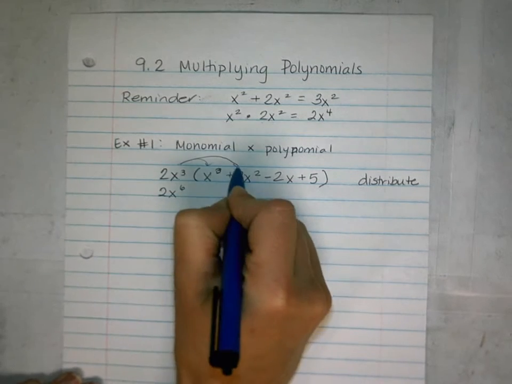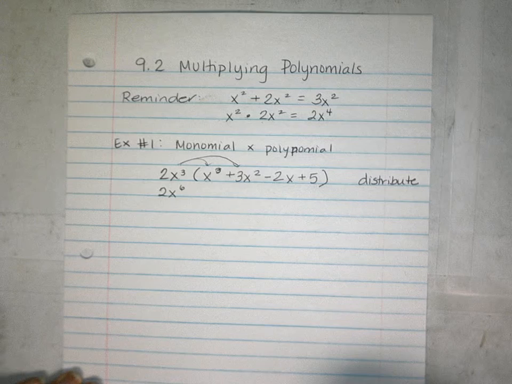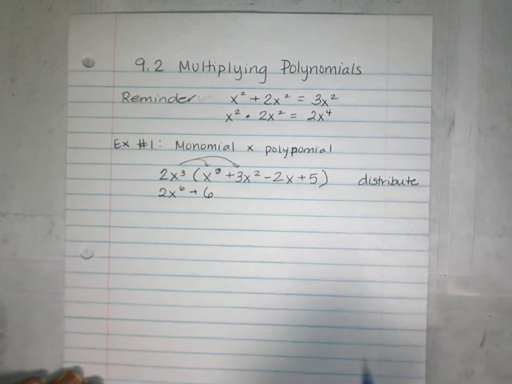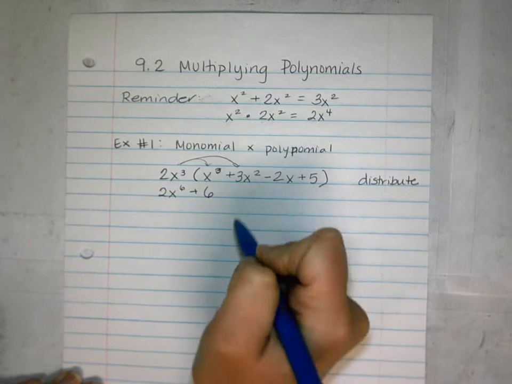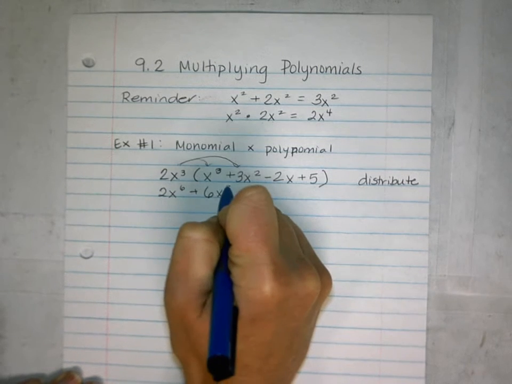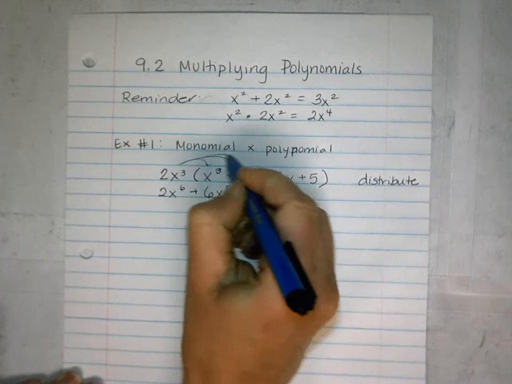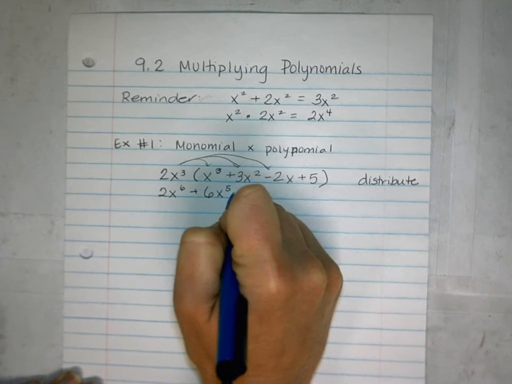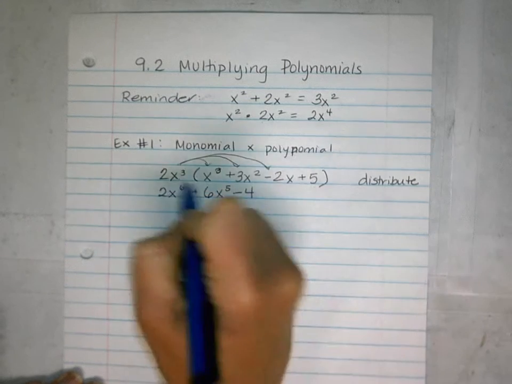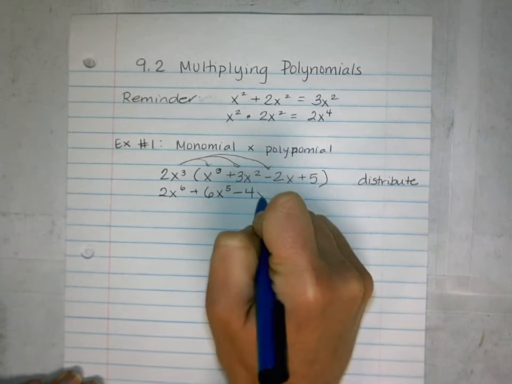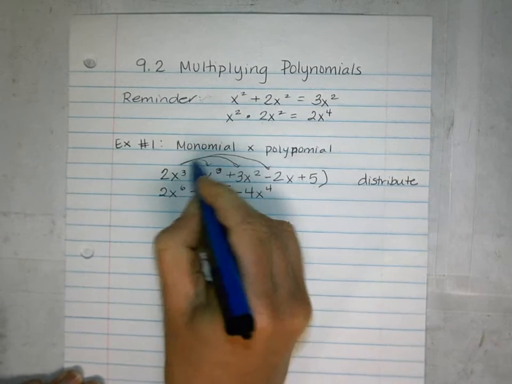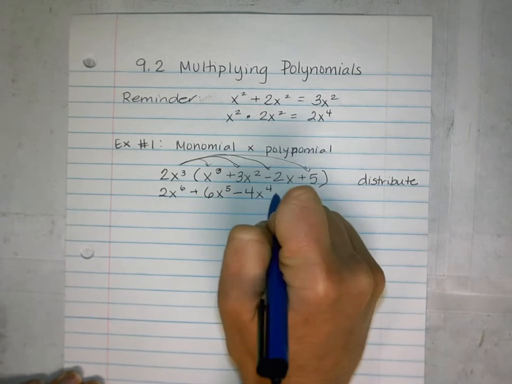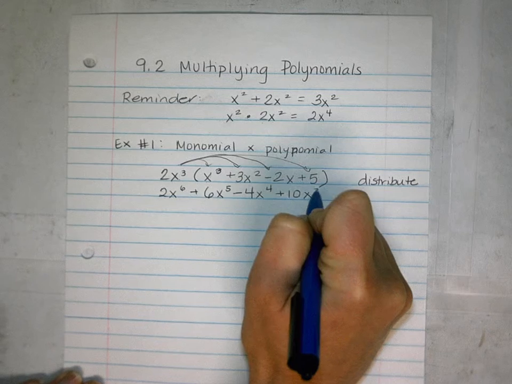Then I'm going to distribute that 2x cubed times positive 3x squared. So I have positive 3 times 2 is 6. X cubed times x squared is x to the 5th power. Distribute that 2x cubed to the negative 2x. So negative 2 times positive 2 is a negative 4, and an x cubed times another x is x to the 4th power. And last but not least, I'm going to multiply 2x cubed times a positive 5, which is positive 10x cubed.